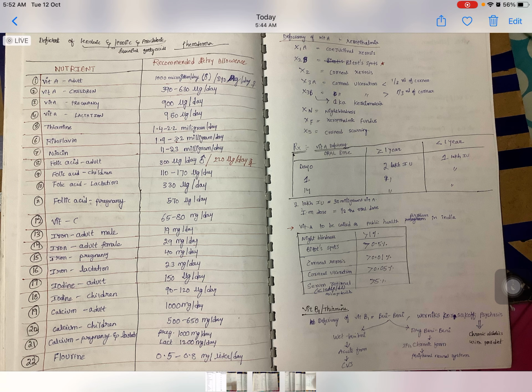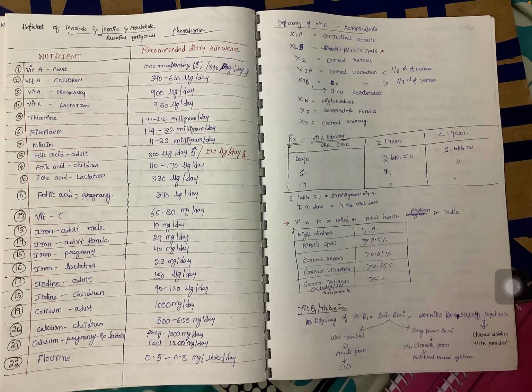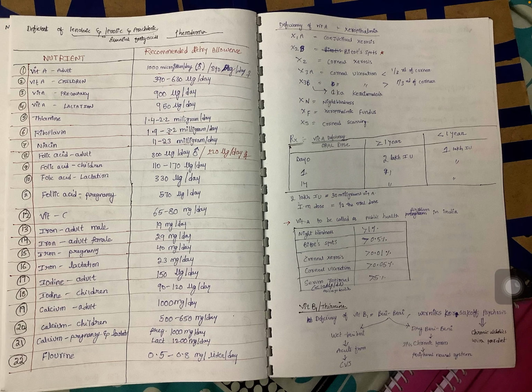Scaring treatment of vitamin deficiency: oral dose is 1 to 14, 2 lakh international units if more than 1 year, and also less than 1 year 1 lakh international units, 2 lakh international units, that is the 30 milligrams vitamin A. Intramuscular dose is half of the oral dose.